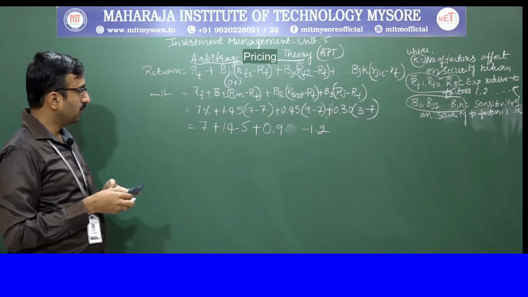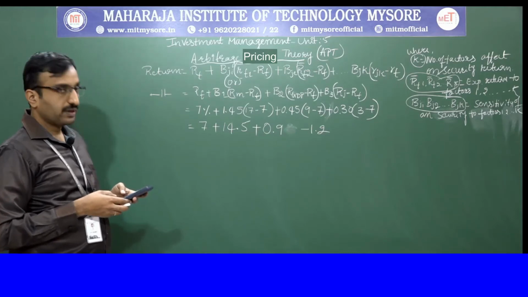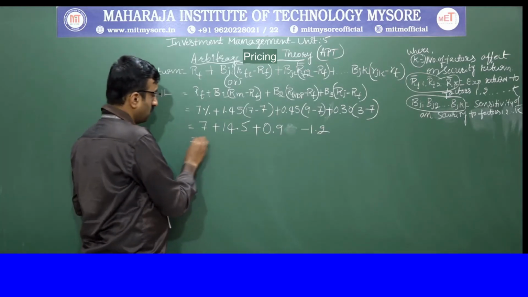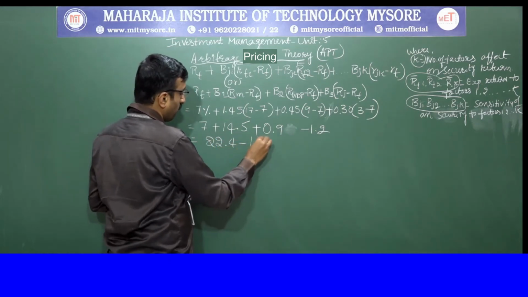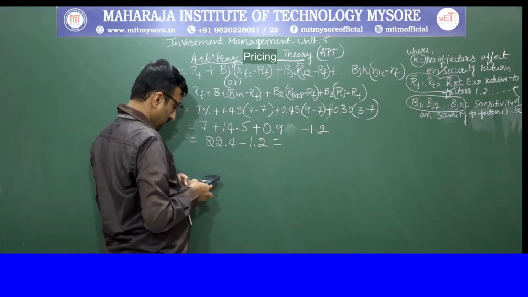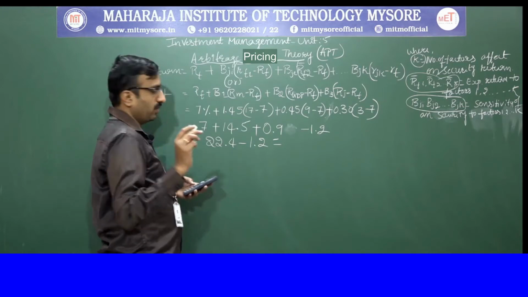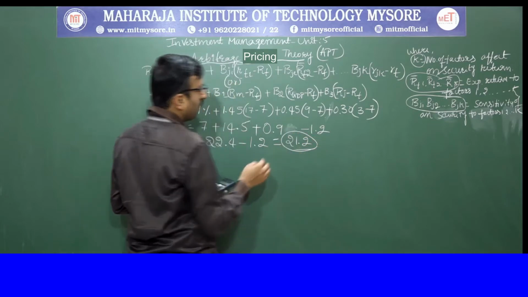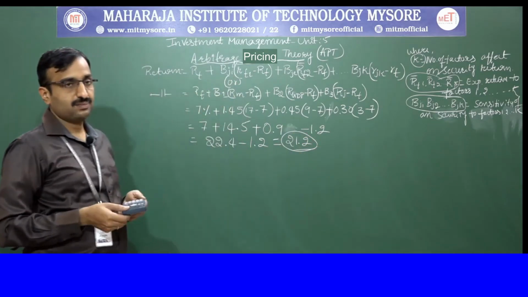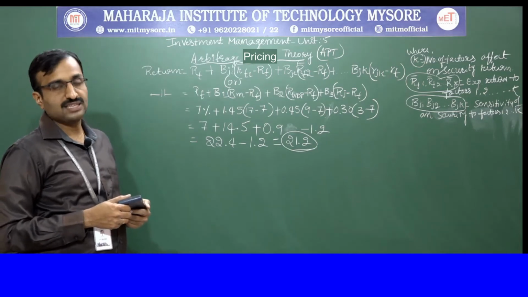Then you take 7 plus 14.5 plus 0.9, so you will get 22.4. 22.4 minus 1.2, if you do, you will get 21.2. So, 21.2 is the return. Percentage of return is 21.2%. This is how we solve the problem based on the data given.